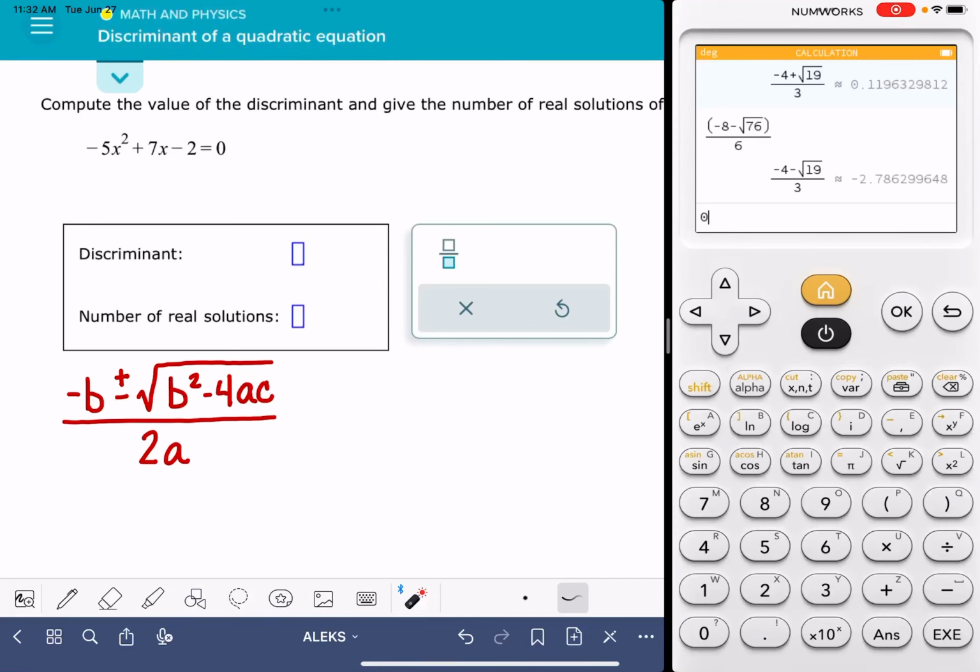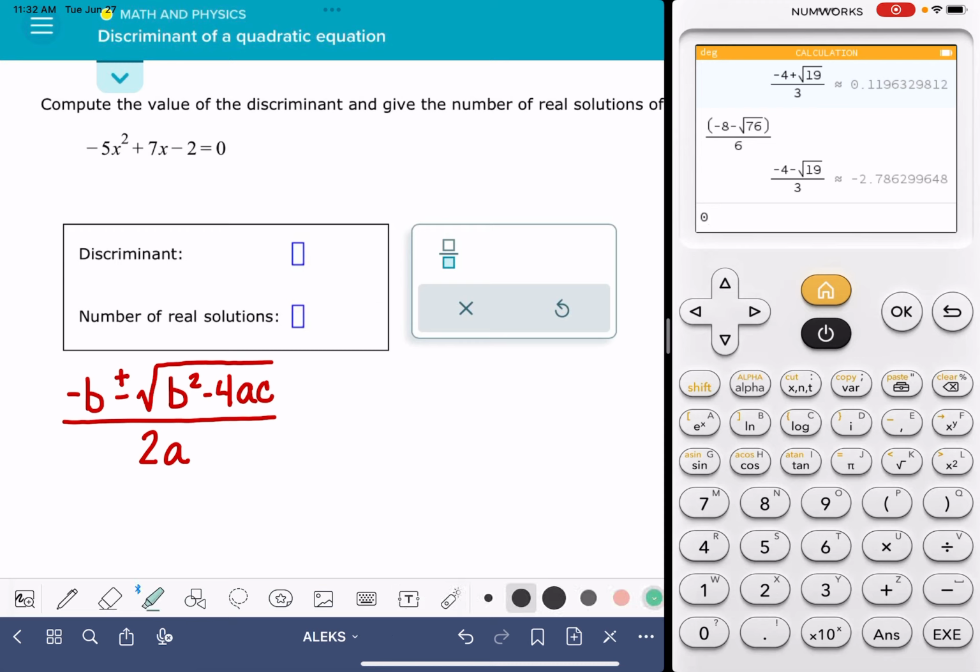In this video, I'll show you how to solve the ALEKS problem called discriminant of a quadratic equation. This problem is going to give us a quadratic equation and ask us to solve the discriminant and then determine how many real solutions there are for the value of x. We don't have to actually solve for x, just come up with the number of solutions.